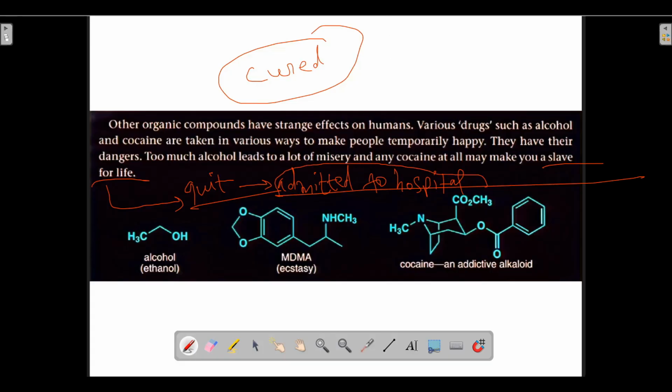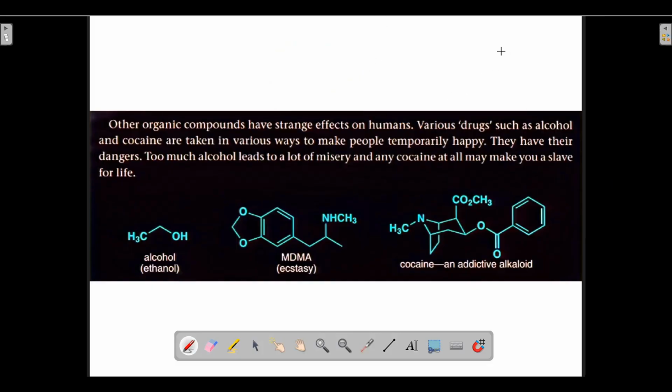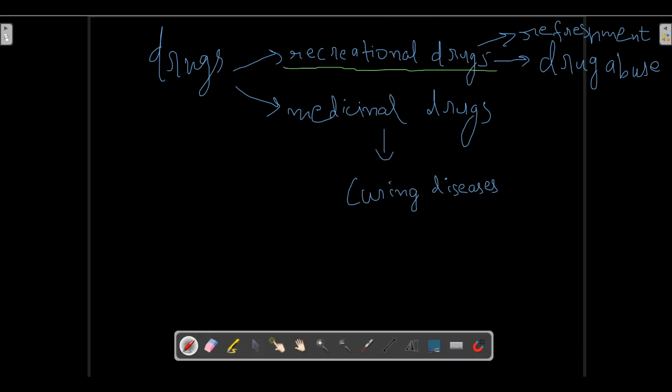Okay, so this is the thing. So this was all about this particular paragraph. Okay, so everything is clear.